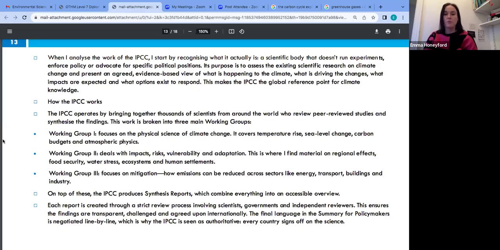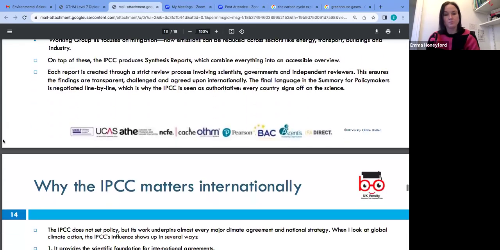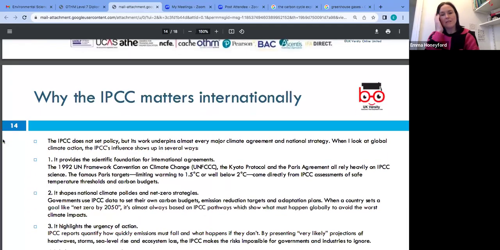I would say it's the most trusted international body when it comes to climate change research. The final language in the summary for policymakers is negotiated line by line, which is why the IPCC is seen as authoritative, and every scientist signs off the science as well. So why does the IPCC matter so much internationally?